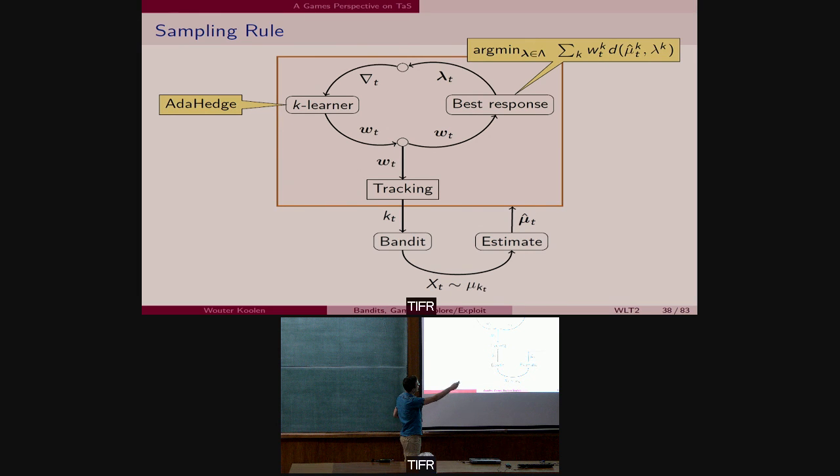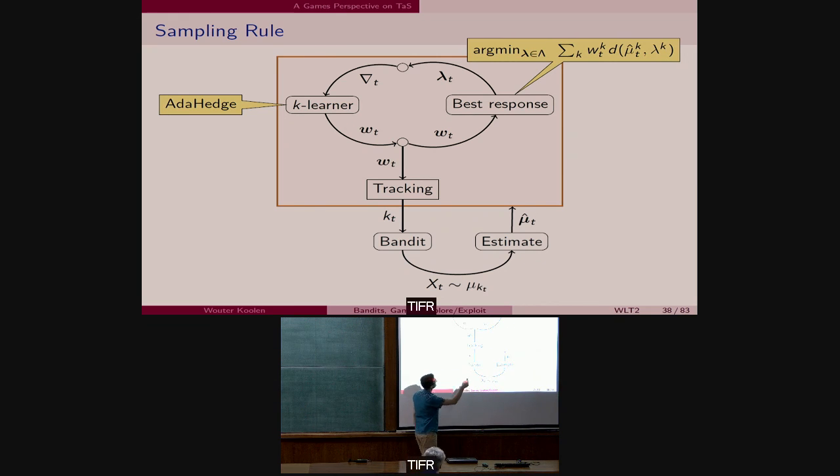Right? So out of that interaction, you're building the loss function, and that translates into feeding a gradient into AdaHedge. And out of AdaHedge comes some weights. Those weights you feed into your tracking module. That outputs an arm. You use that arm to request a sample in the bandit model to get an observation. You use that to re-estimate your mu hat, and you substitute that back in the problem up here.